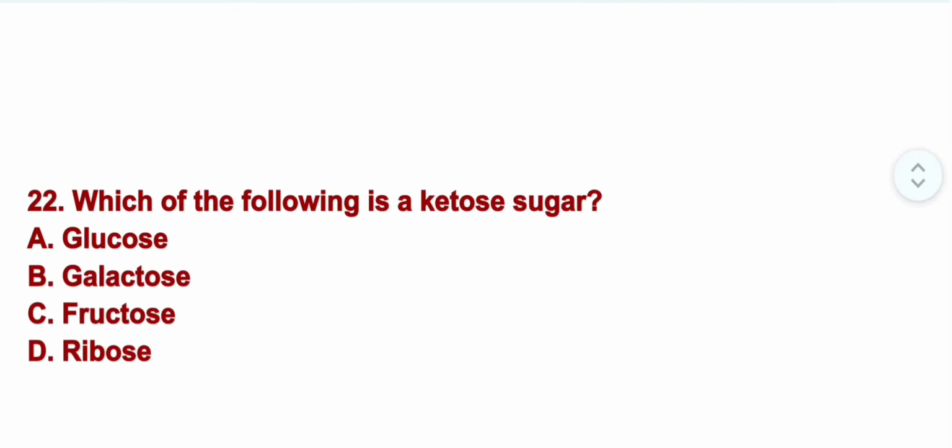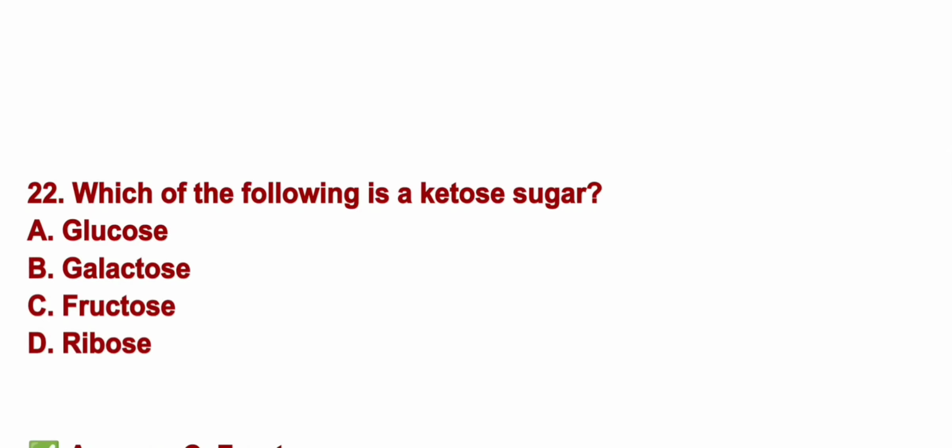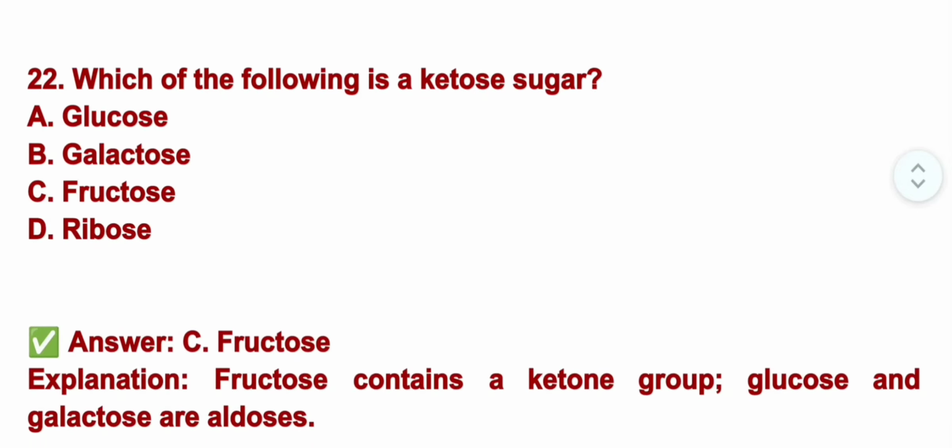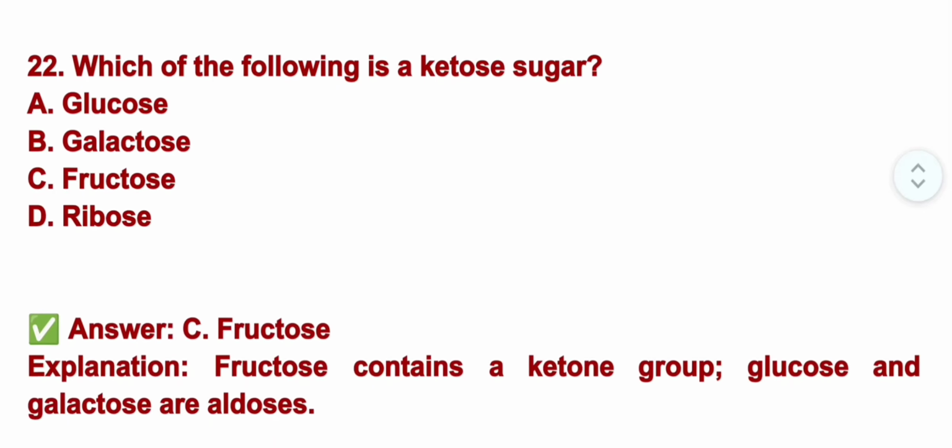Question number 22. Which of the following is a ketose sugar? The correct option is option C. Fructose. Fructose contains a ketone group. Glucose and galactose are aldoses.